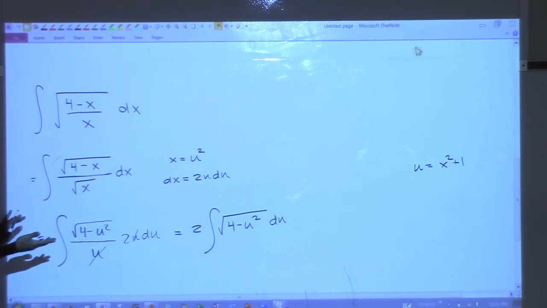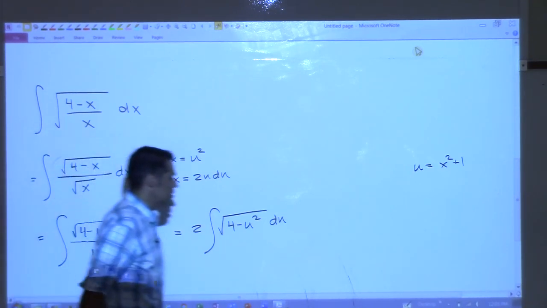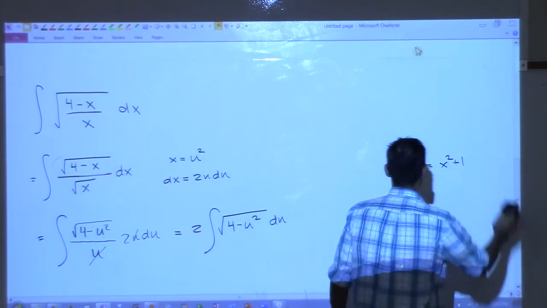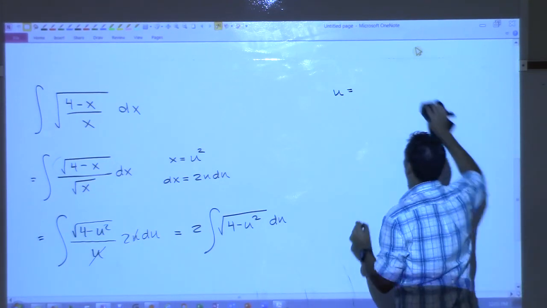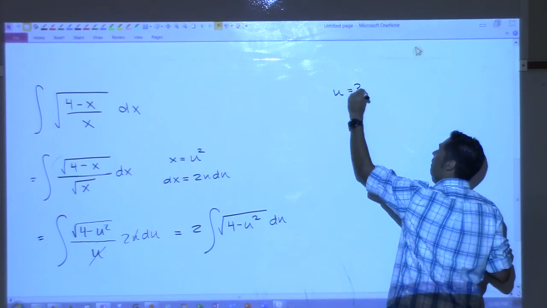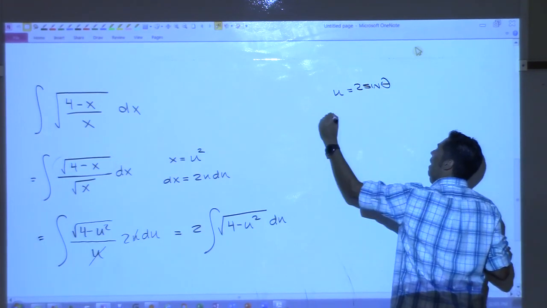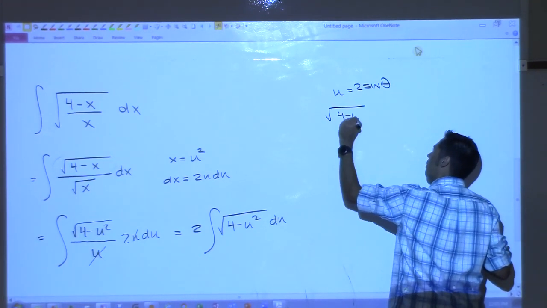But we're here though. We're at a point where we can use trig sub now. So what would be the substitution I make? My trig substitution I'd make here. u is equal to a sine theta, which would be what? 2 sine theta. Okay, and now we've gotten kind of good at this.